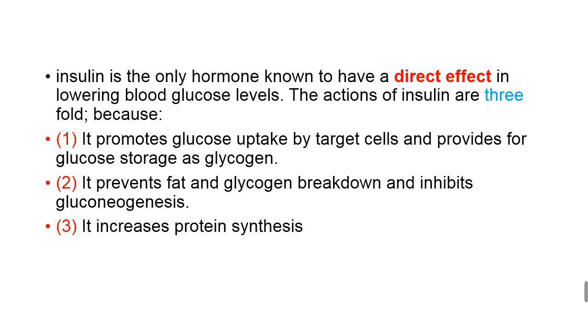How? When insulin is present, it will facilitate the movement of glucose and the uptake of glucose by the target cell. So there is no need for fat and glycogen breakdown to produce glucose. In this way, insulin will prevent fat and glycogen breakdown and inhibit gluconeogenesis. Finally, insulin increases protein synthesis, so it is important for muscle because it will increase the protein synthesis.